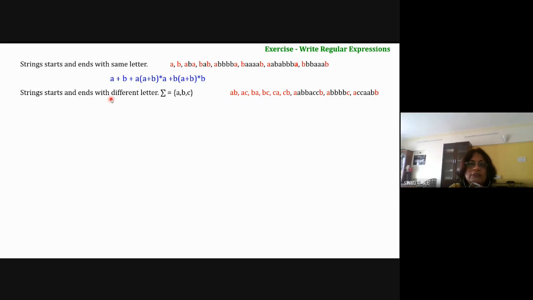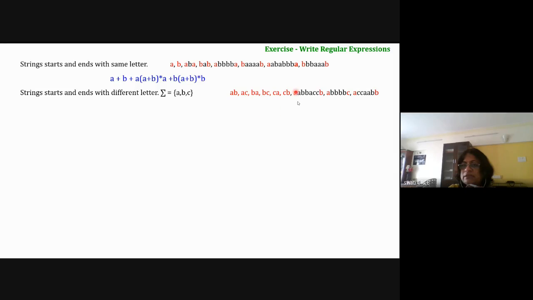Now the next one. Now the string starts and ends with a different letter, but my sigma is changed. Sigma is ABC. If sigma is ABC, then many more combinations are possible. So starting with A, ending with B is allowed. Starting with A, ending with C is allowed. Starting with B, ending with A is allowed. Okay, like this, these are the minimum length strings.